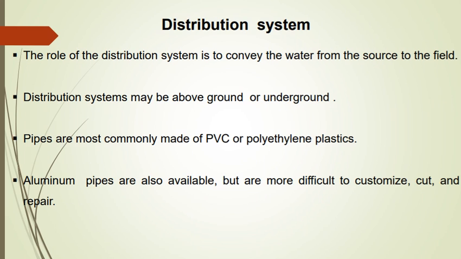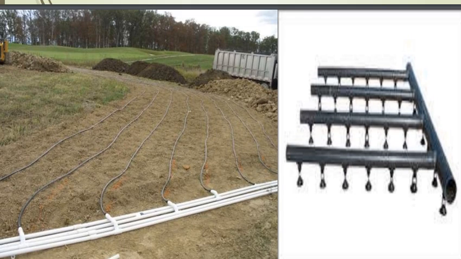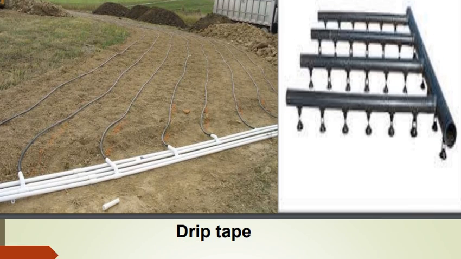Next one is the distribution system. The role of the distribution system is to convey the water from the source to the field. Distribution system may be above the ground or under the ground. Pipes are most commonly made of PVC or polyethylene plastics. Aluminium pipes are also used but are more difficult to customize, cut and repair. So these are the distribution systems in the field.